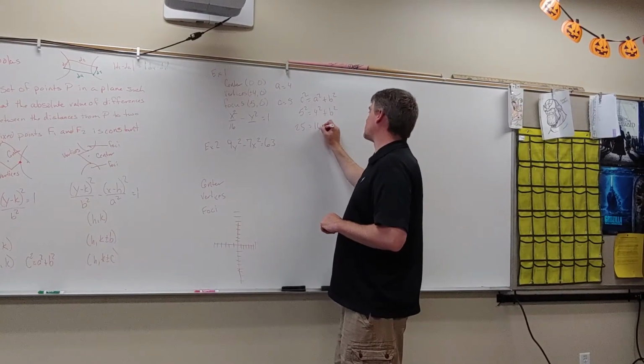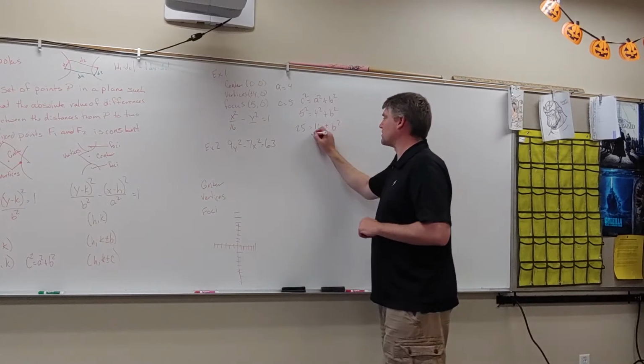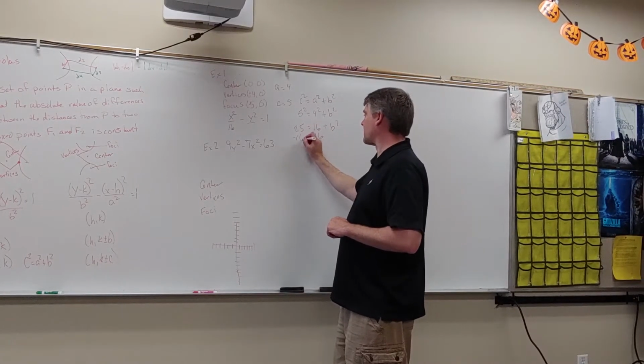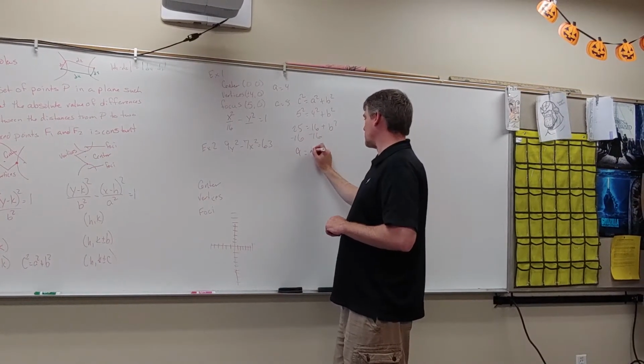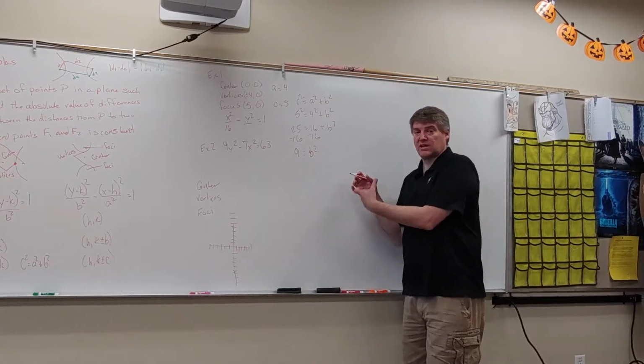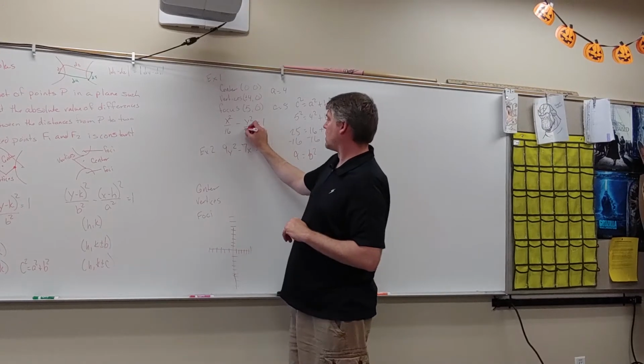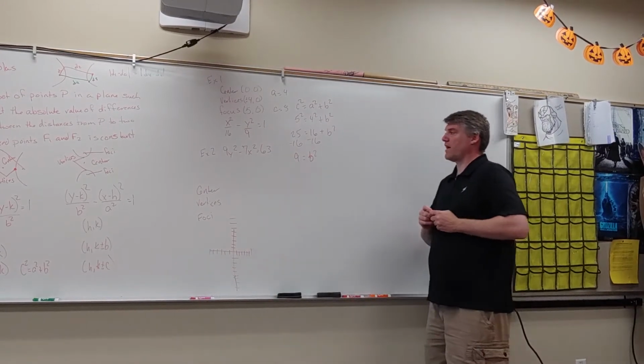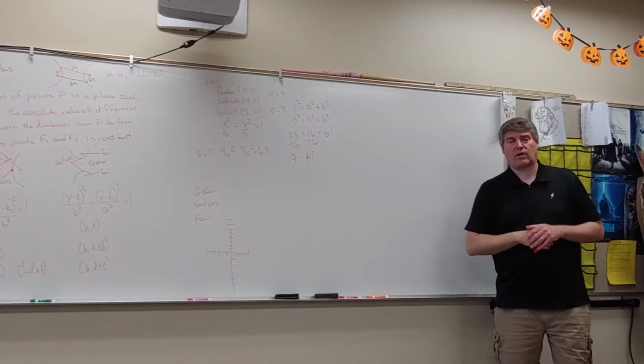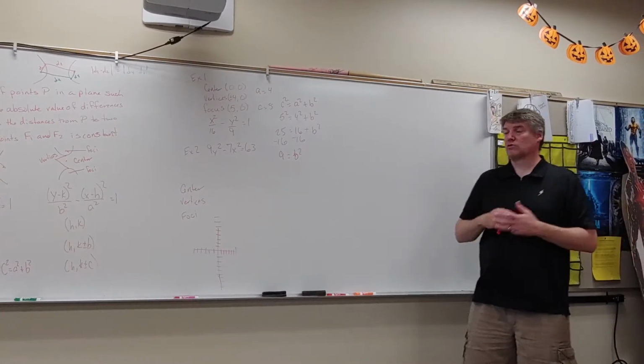25 equals 16 plus b squared. I'm going to subtract off my 16. I'm going to get 9 equals b squared. Now I don't really need to find b, I just need b squared. So there's my 9. So I have x squared over 16 minus y squared over 9 equals 1.